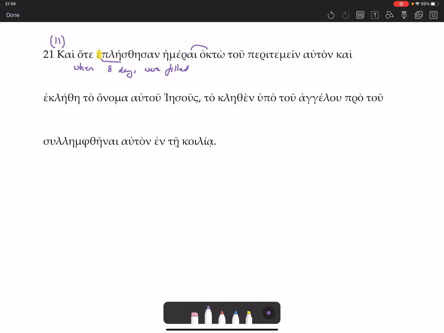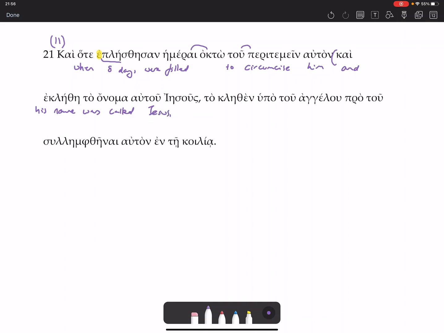fulfilled. To peritemein, this is now a gerund in the genitive, and it gives you a purpose clause. To circumcise auton, him. And, now this is breaking off a new clause, eklethe to onoma autou Iesous. To onoma, his name, autou. Eklethe, aorist passive of kaleo, was called Jesus.